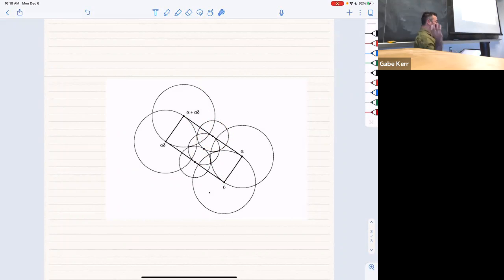And says, look, they cover this rectangle. Beta's in one of them. Beta must be in at least one of these. Write that down. Beta lives in one of these disks.